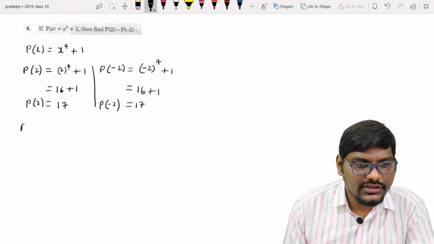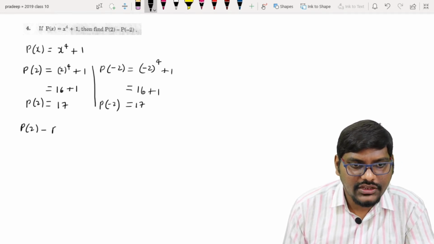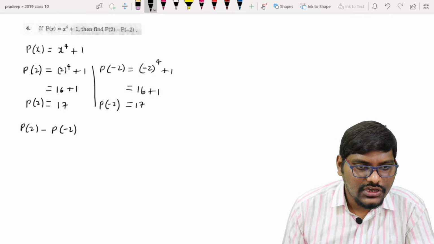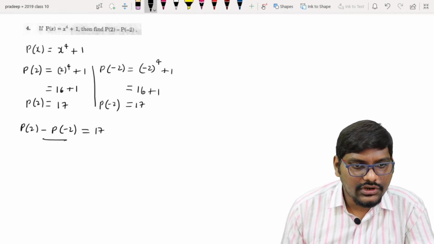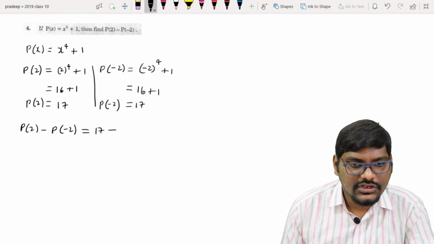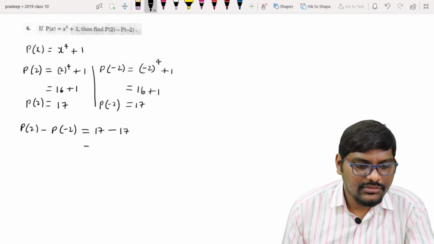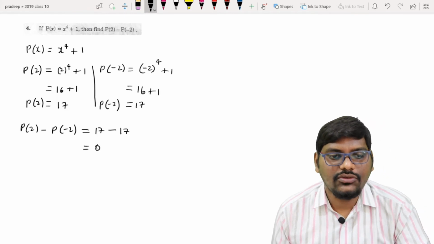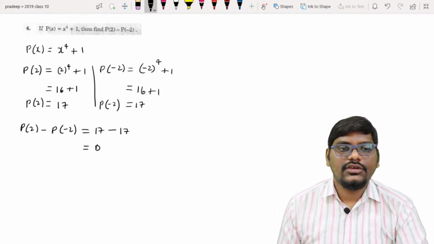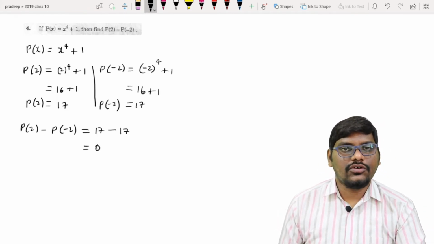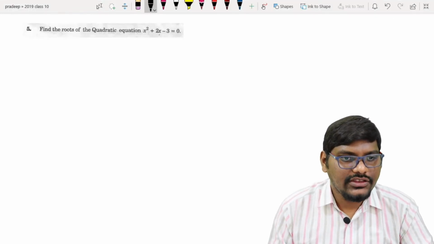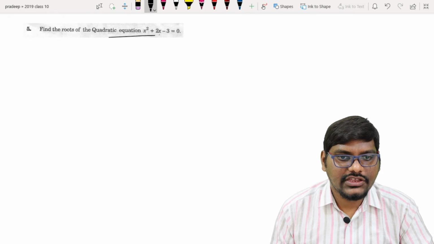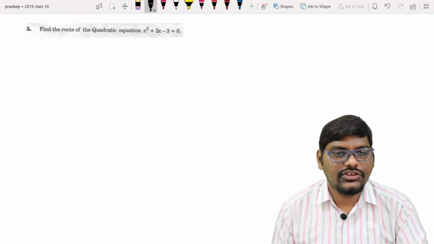So in the given question, p of 2 minus p of minus 2 is nothing but, what is p of 2? It was 17. What is p of minus 2? That is again 17. So that is 17 minus 17, which is 0. Okay, so this is all about question 4. So let's see question 5. The question says find the roots of quadratic equation x square plus 2x minus 3 equal to 0.